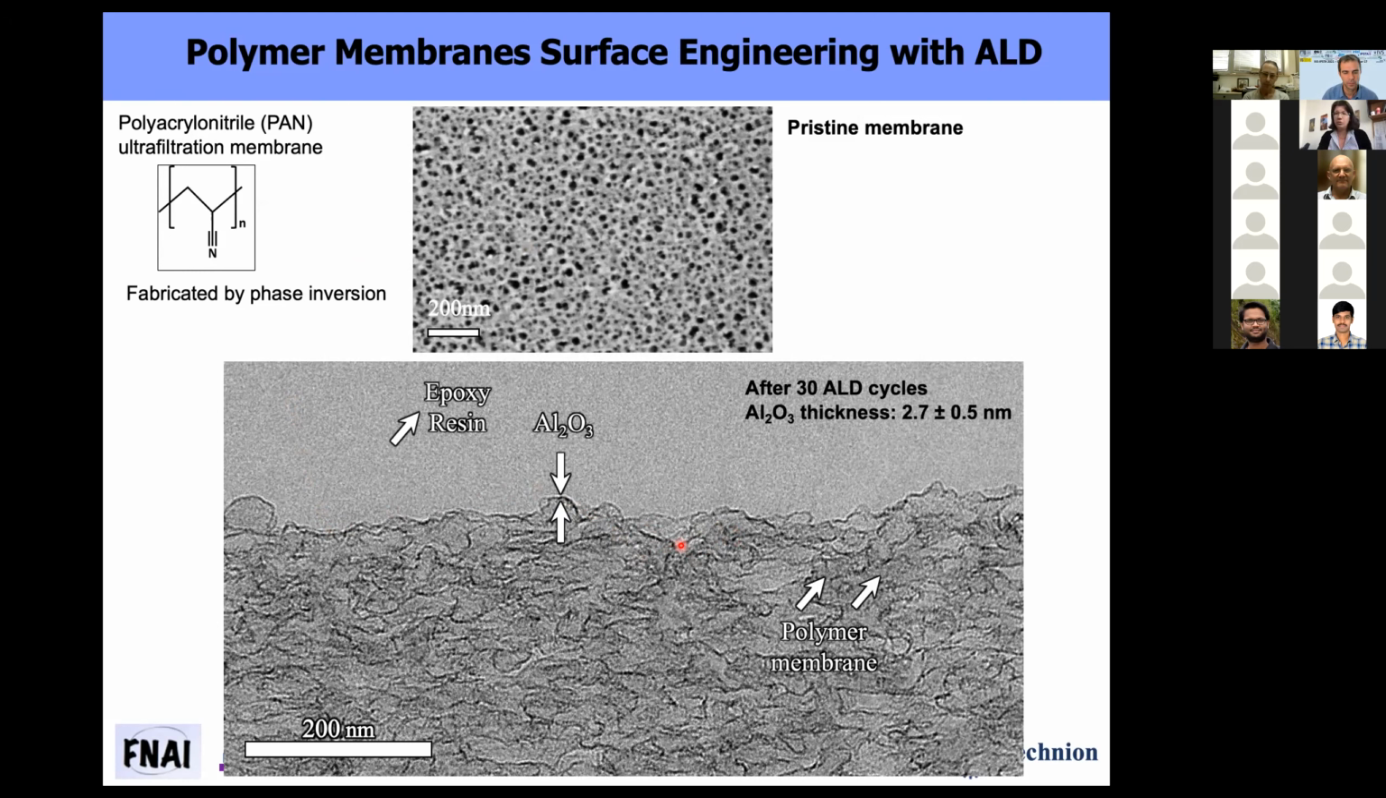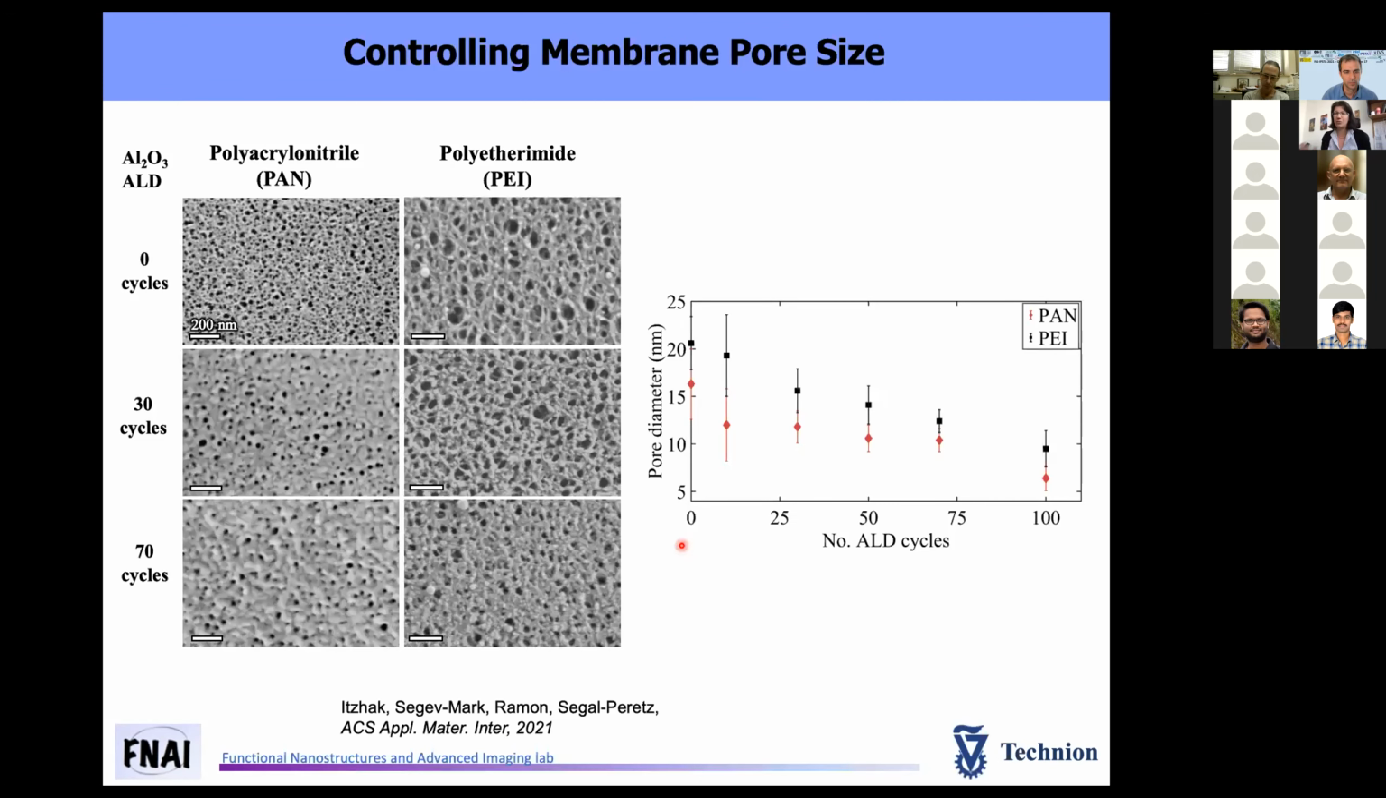This enables us to do two main things. First, this is very precise, so we can turn that into precise control over the pore size. You can see here two examples, a polyacrylonitrile membrane and a polyetherimide membrane. Both of them are around 20 nanometer average size in their pristine membrane. And then with additional ALD cycles, as you can see here, we can reduce the pore size even to the sub-10 nanometer region. With that, we also have a price to pay. Porosity is lower, so there's a trade-off, and the decision is based on the exact application.